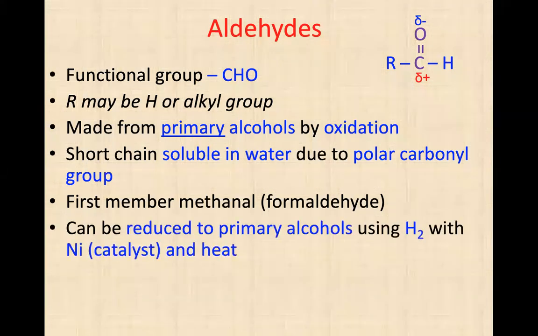It can be reduced to a primary alcohol using hydrogen with a nickel catalyst and heat. There are other methods which I mentioned to you before, but let's just stick with this one. Right? Aldehydes are reduced to primary alcohols by using hydrogen, H2, that's hydrogen gas, a nickel catalyst and heat. You can also use a copper catalyst.